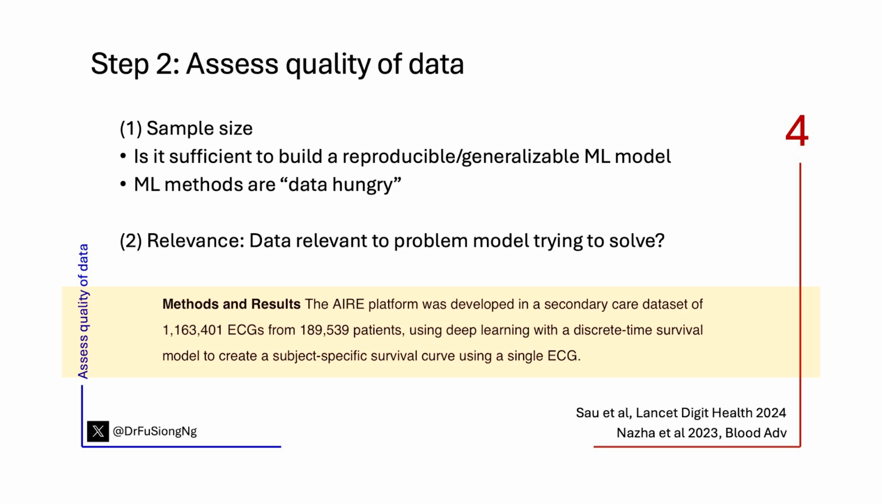So in our example here, when you read the methods, we took 1.1 million ECGs, so a very large volume of ECGs. And with that kind of 7-figure sum, you might feel, okay, you have some confidence in what's going to come out the other end.